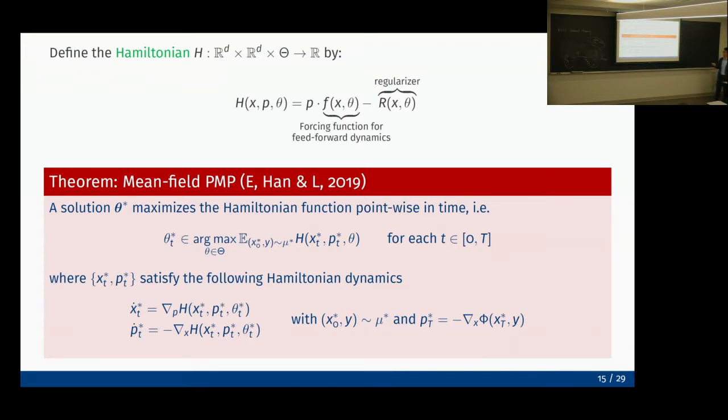And x star and p star actually satisfy some Hamiltonian dynamics. If this is the first time you're seeing this, this is actually a generalization of the classical Pontryagin maximum principle in calculus of variations. If it's the first time you're seeing it, it's difficult to parse, but it's okay. I will tell you the main takeaways from this.